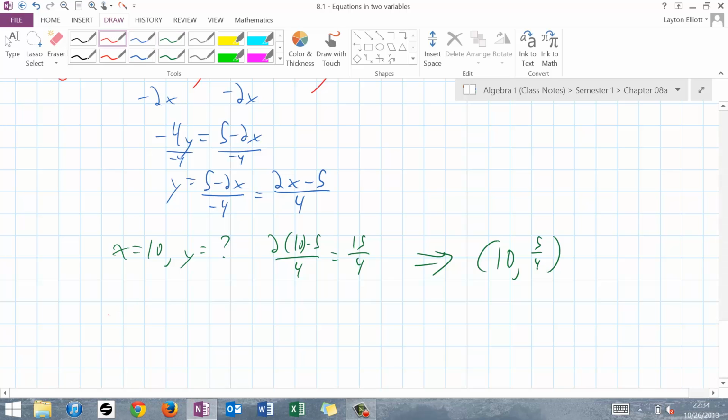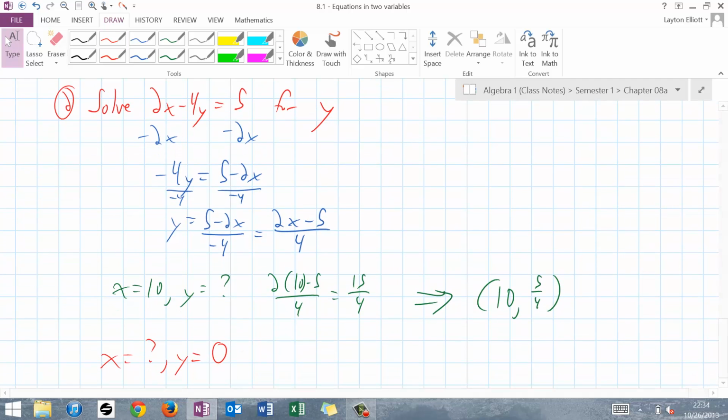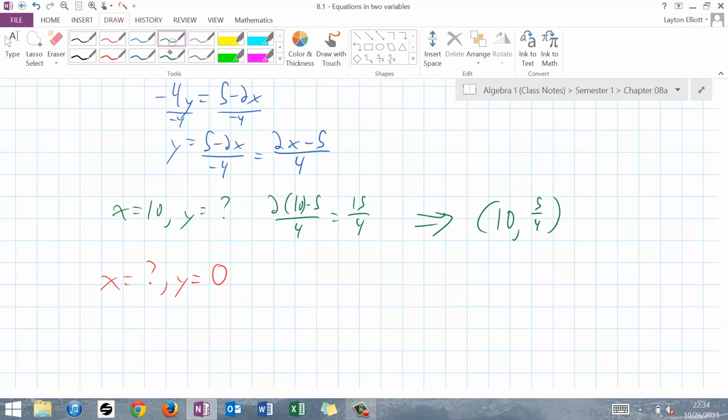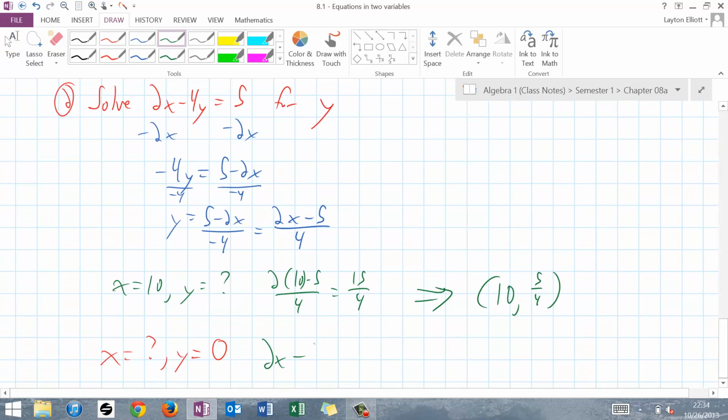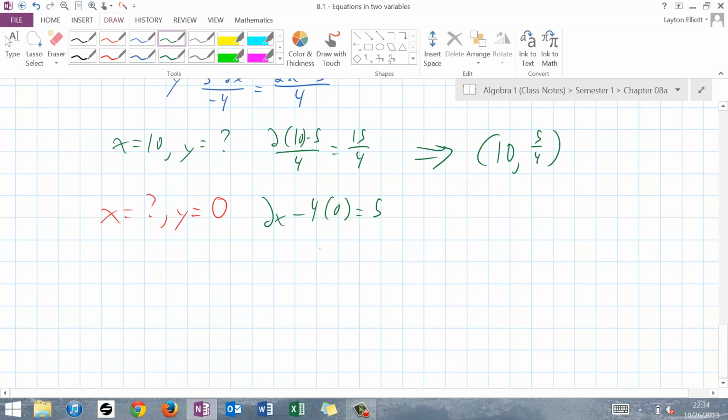I could reverse this and say x is equal to what when y is equal to 0. Well, for that one, I'm going to actually want to go back to the original one because that's probably a little bit easier. You can just substitute there. 2x minus 4 times 0 is equal to 5 and figure out what x is. 2x is equal to 5, x is equal to 5 halves, and I have (5/2, 0) as another ordered pair.